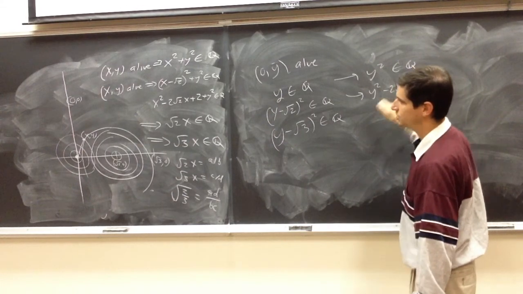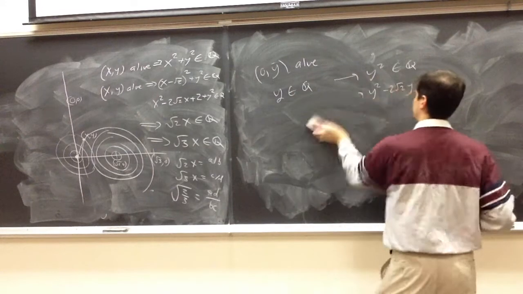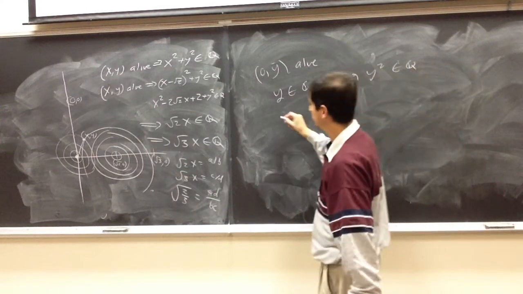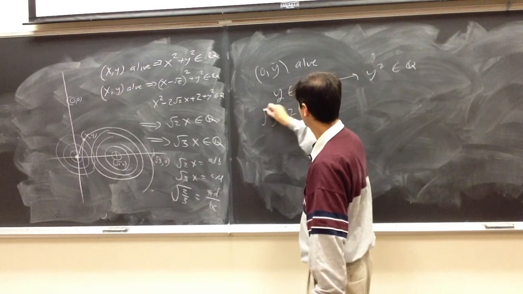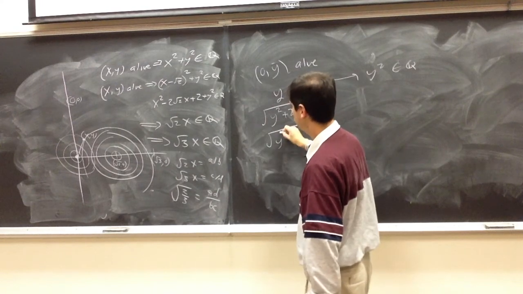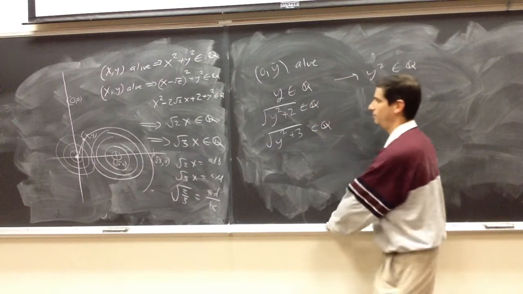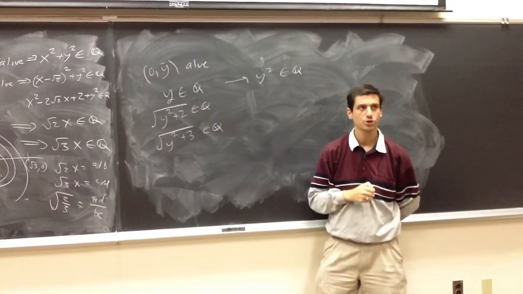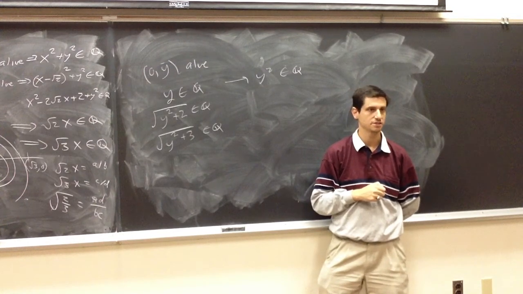Sorry, this one gives us that y squared plus 2 is rational, minus 2 root 2 y, and this will give us y squared plus 3, minus 2 root 3 y, is rational. So the question is, is this enough to get that y can't exist?